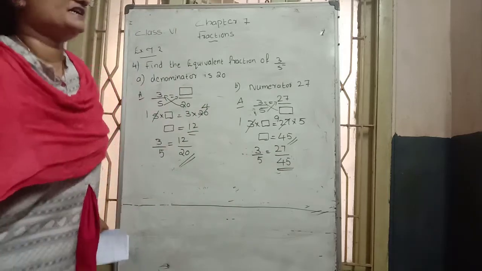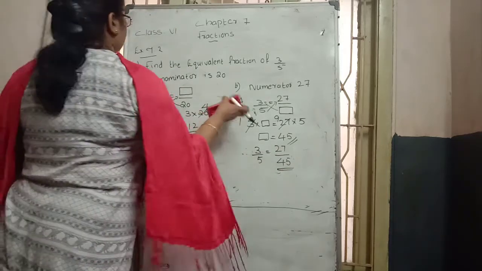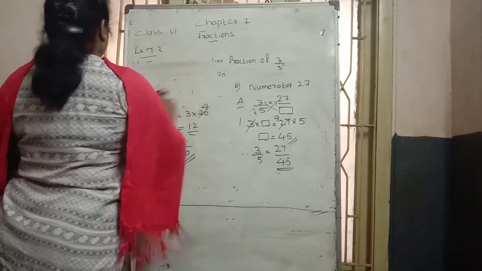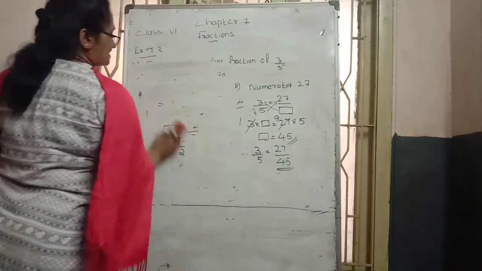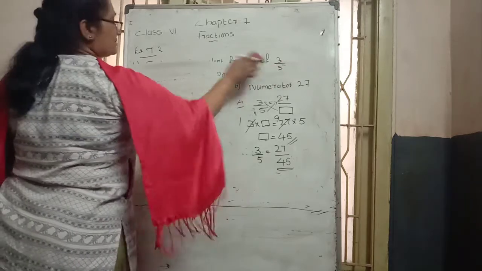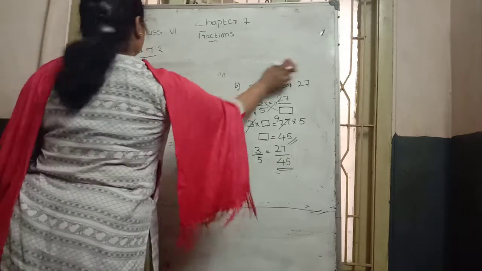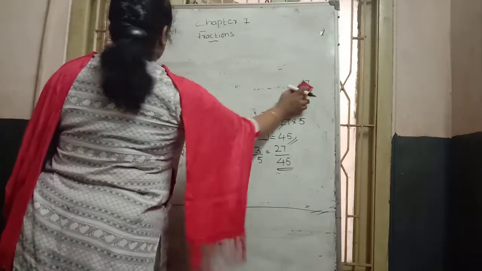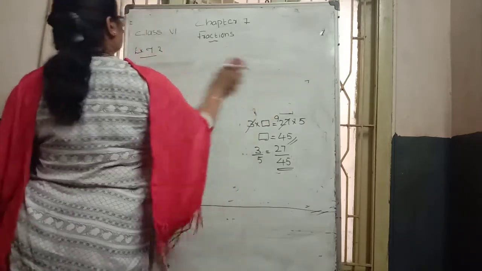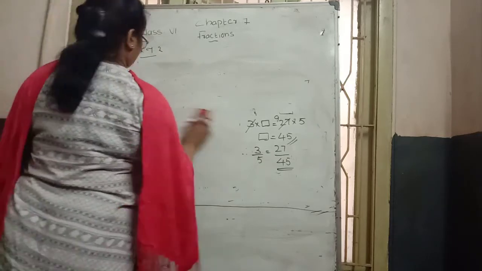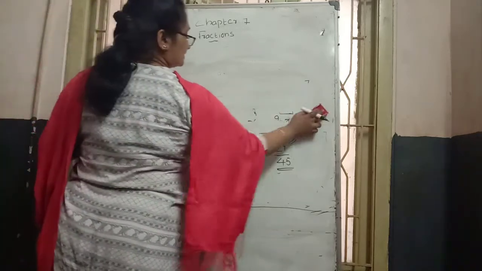I hope you can understand this model question. The next one is the fifth question: find the equivalent fraction. Same model question, another number. Next was the same model, only another number they are asking: 36 by 48. Find out the equivalent fraction for 36 by 48.